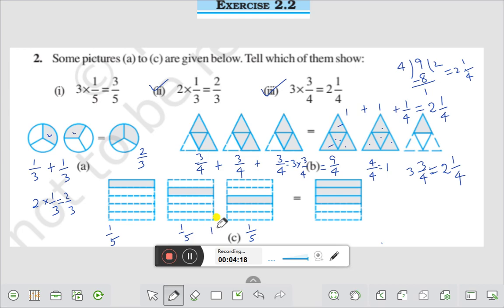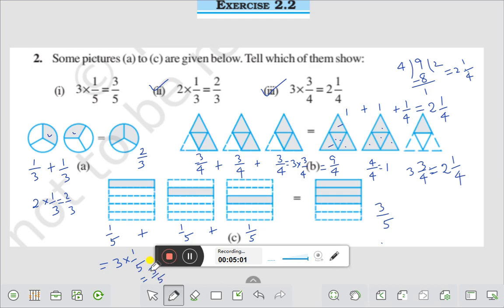If we add all the numbers, 1 by 5 plus 1 by 5 plus 1 by 5, what will you get? That is 3 into 1 by 5. Right? Here also you see, out of 1, 2, 3, 4, 5, out of 5 parts, 3 parts are shaded. That is 3 by 5. And if you multiply 3 into 1, that is 3 by 5. That is also equal to 3 by 5.